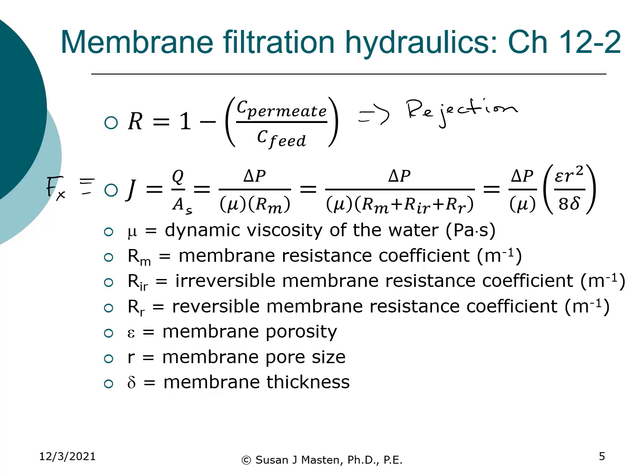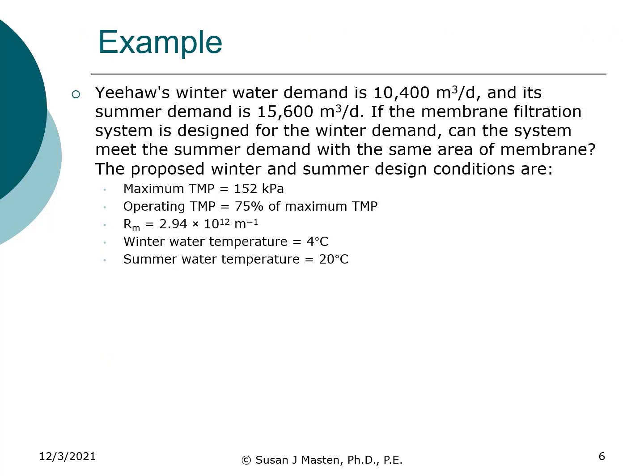Now, with microfiltration and ultrafiltration, the flux is then equal to the transmembrane pressure divided by the dynamic viscosity of the water, so it's dependent on temperature, and the resistance coefficient. Now, R sub m is for a clean membrane. Notice here we add 2 additional terms, a resistance coefficient for irreversible fouling, and for reversible fouling. And I talk a lot more about fouling in the main recorded lecture, so you can watch that for more information.